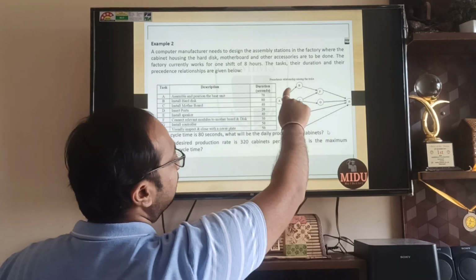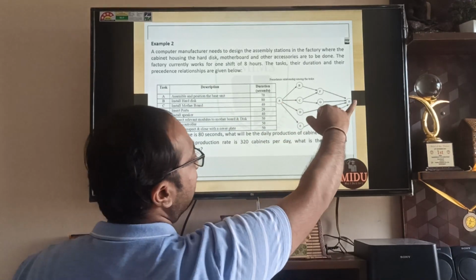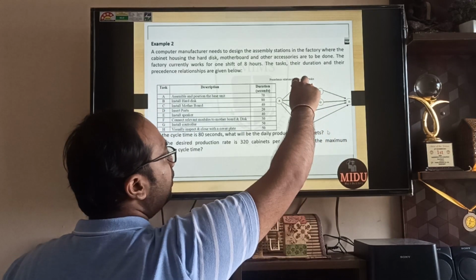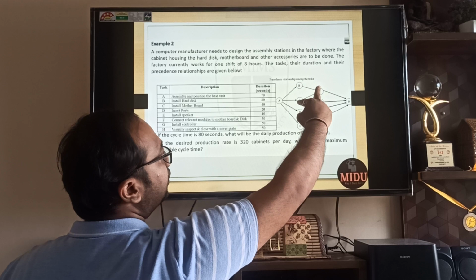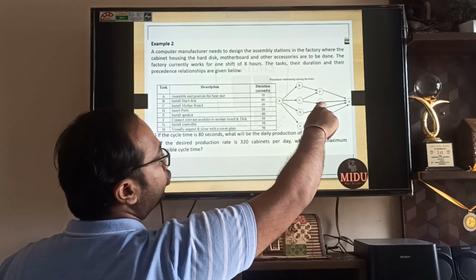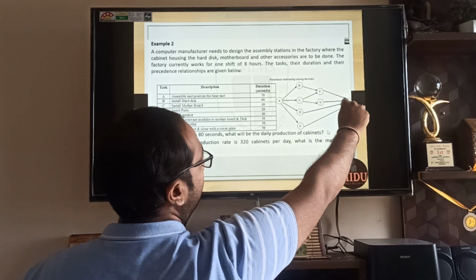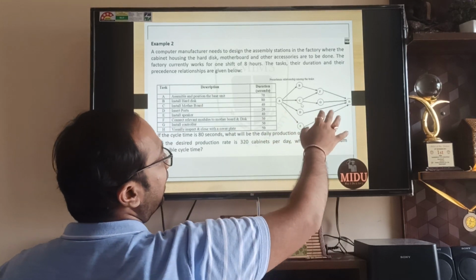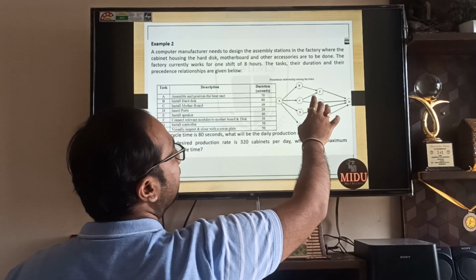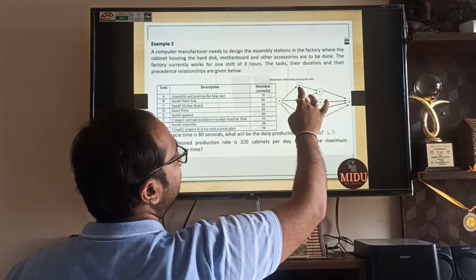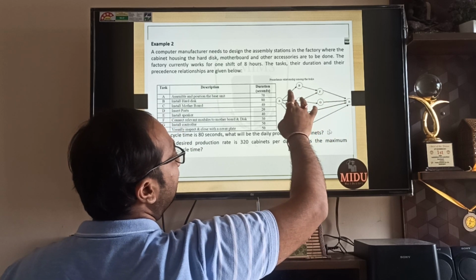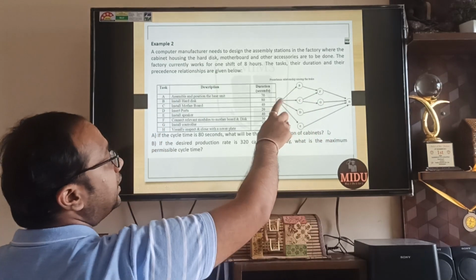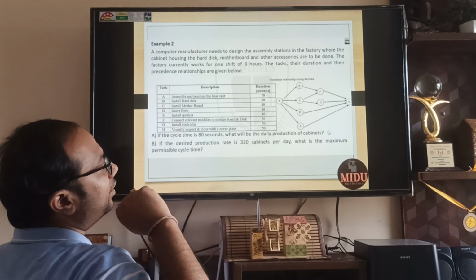So this says A is the first task, H is the last task. B, C, D, E are parallel. Then the output of B and C goes to F. C also serves G. All of these combine over here. So for example, what does this tell? This tells that task G cannot begin until and unless C has been finished. C cannot begin until and unless A has been done. So for G these are necessary, but for D only A is necessary. This is what a precedence diagram is all about.